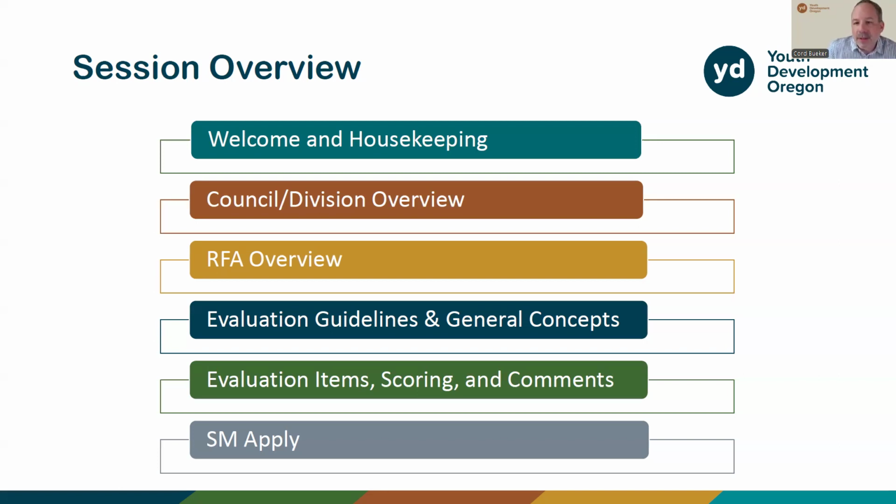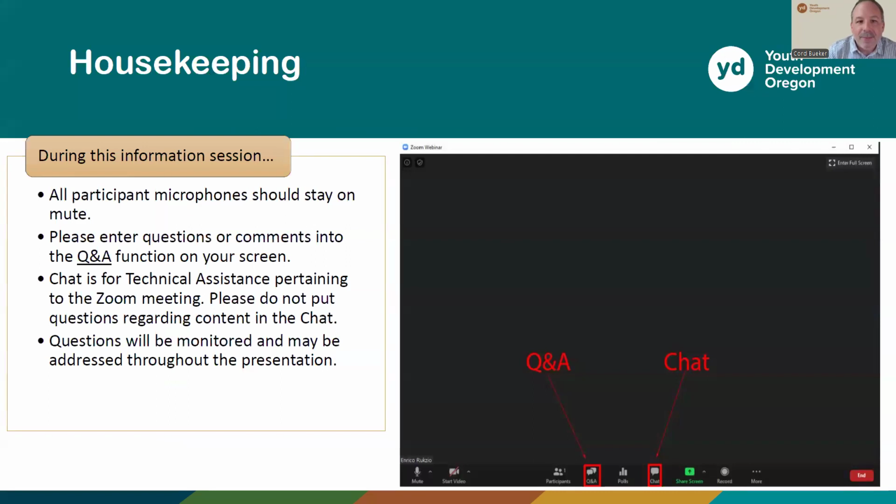We'll show you a little bit about how SM Apply, our review and application platform, works. And then we'll close out with just some general information and where you'll be able to find all the resources during the time that you are evaluating these grant applications. Next slide, please. So while this session is happening, please keep your microphone muted.